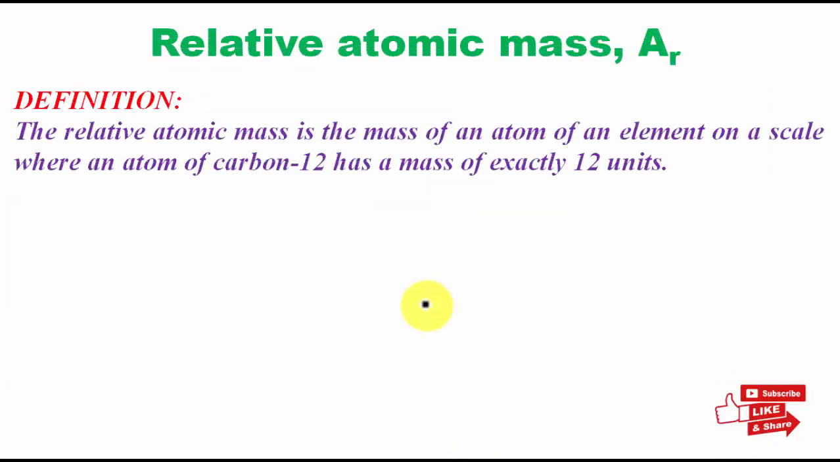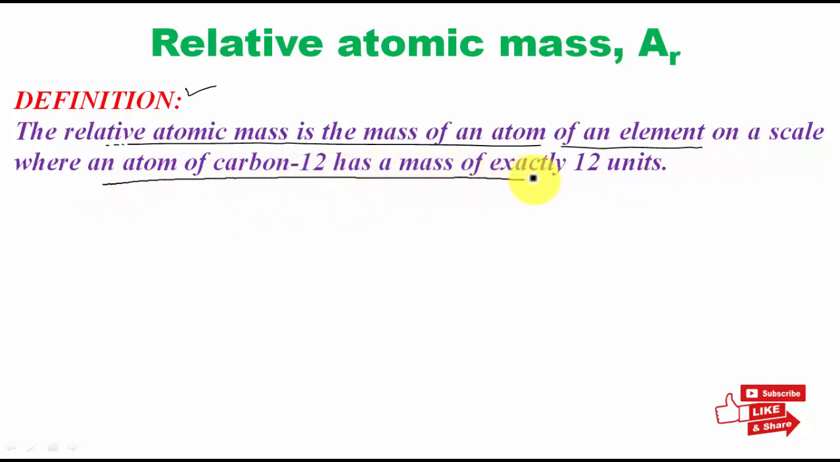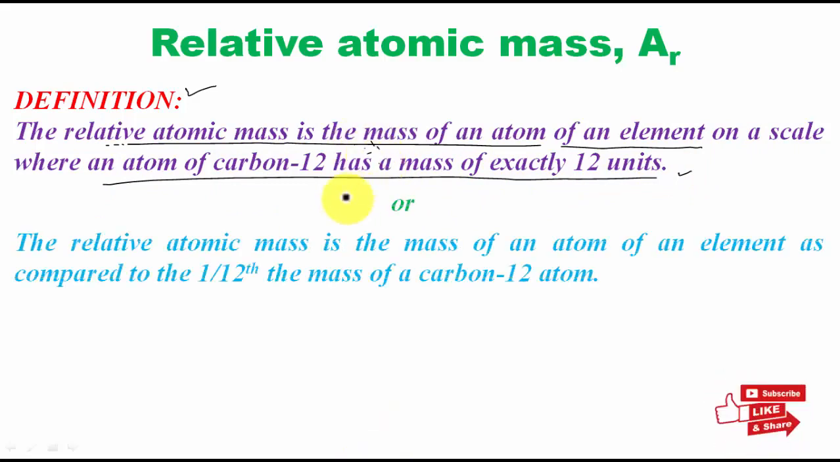So let's define relative atomic mass. Relative atomic mass is the mass of an atom of an element on a scale where an atom of carbon 12 has a mass of exactly 12 units. We can also define it as the mass of an atom of an element as compared to 1/12th the mass of carbon 12.